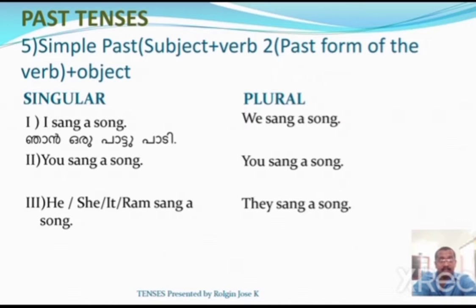First person singular: I sang a song. The second form of sing is sang only. And in the plural it becomes we sang a song. Of course you can write I sang songs, we sang songs. I am just taking it only for uniformity, that's all. Second person singular is you sang a song. Second person plural is you sang a song. Third person singular, he, she, it, Ram, or any singular name that is used as a subject, sang a song. They sang a song. So there is no difficulty, just like simple present tense.